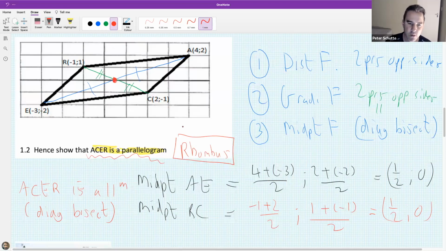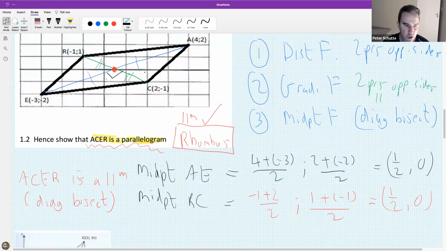Now, because a rhombus is just a parallelogram with something extra, we have to first check that it is a parallelogram. And so we've done that with the diagonals that bisect each other. If it's a rhombus, the diagonals bisect each other at 90 degrees. So we would need to show that these diagonals meet at 90 degrees.